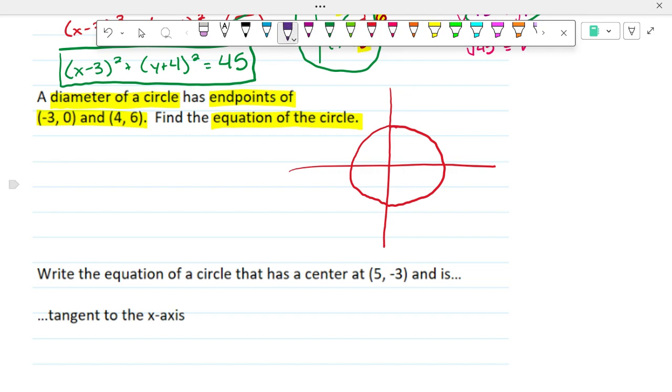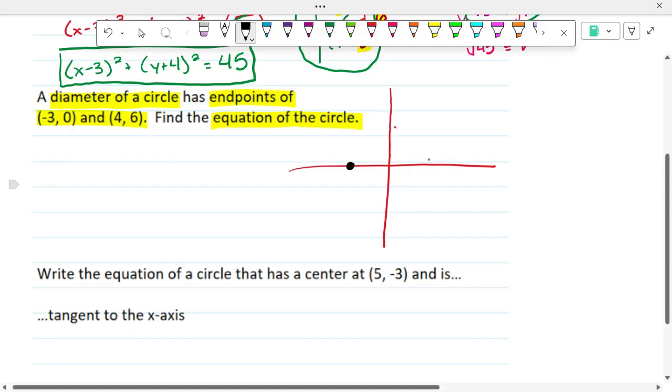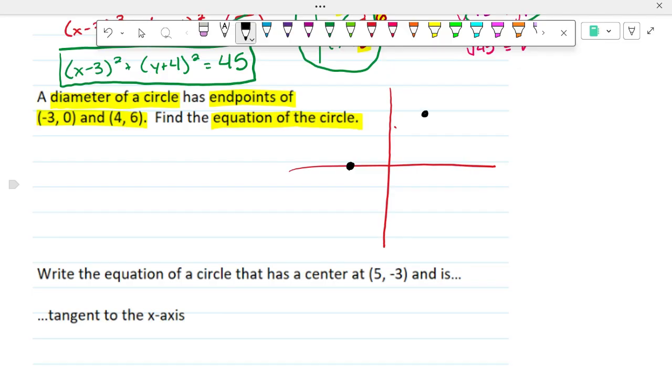So if I was to give an estimate, this would be (-3, 0), and this would be (4, 6). So about right here. So our circle would look something like this. Again, that's a terrible circle, but y'all get the point. There we go. So this is our diameter. And they want us to find the equation of a circle.